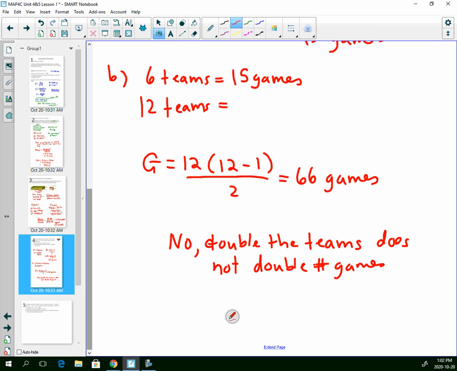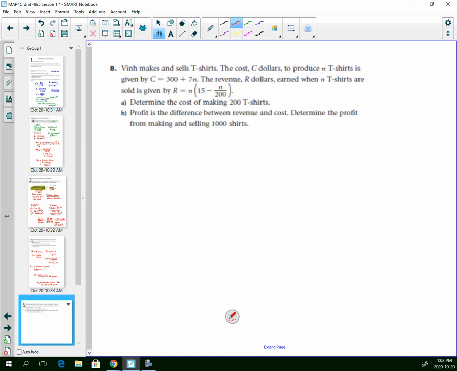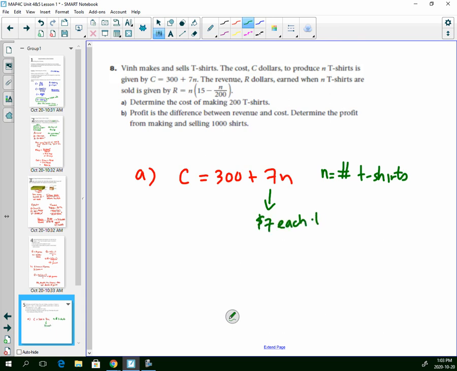Okay? All right. This one, they give you a formula for selling t-shirts. So cost is given as 300 plus 7n. So what does that mean? So n is number of t-shirts. So 7n means $7 for each t-shirt to make. And then $300 is a fixed cost.